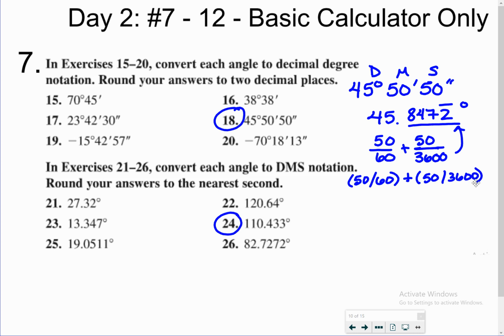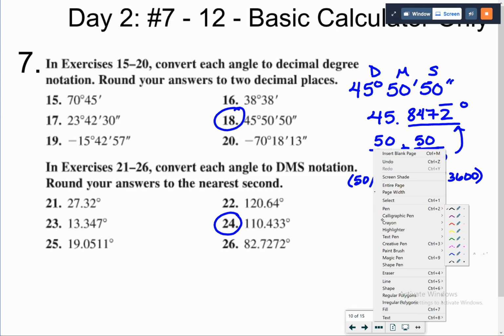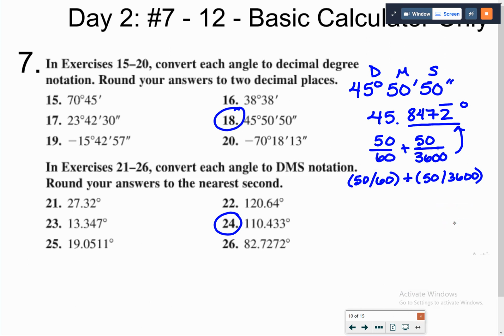The one at the bottom, if you are converting the other direction. So I have 110.433 degrees. We want to convert this into degrees, minutes, seconds. So that's what our answer is going to look like. The degree part should not change, 110 degrees. And again, just the decimal is going to convert into minutes and seconds.